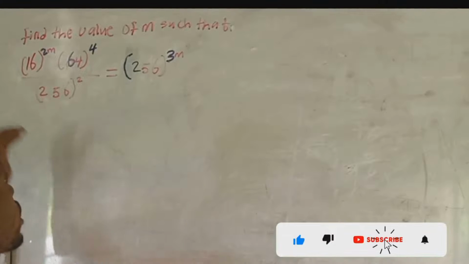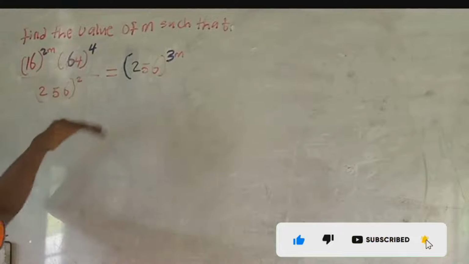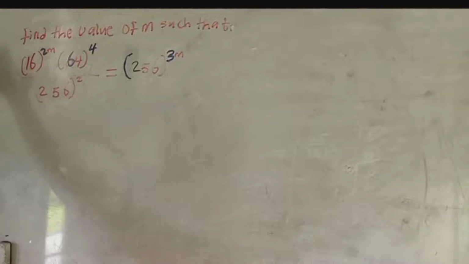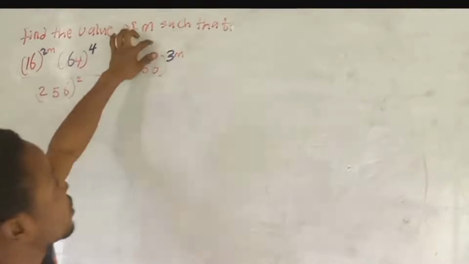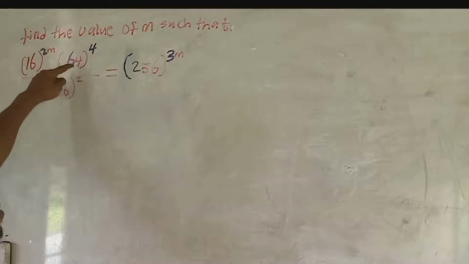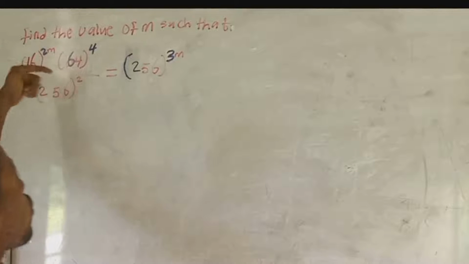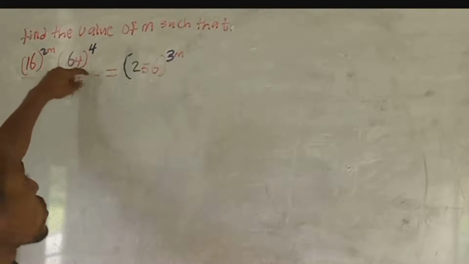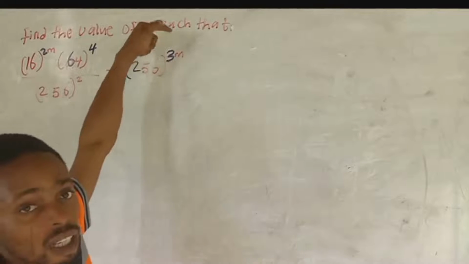Today we want to look at how you can solve this question. This question says: find the value of n such that 16 raised to the power 2n times 64 raised to the power 4 over 256 raised to the power 2 is equal to 256 raised to the power 3n.